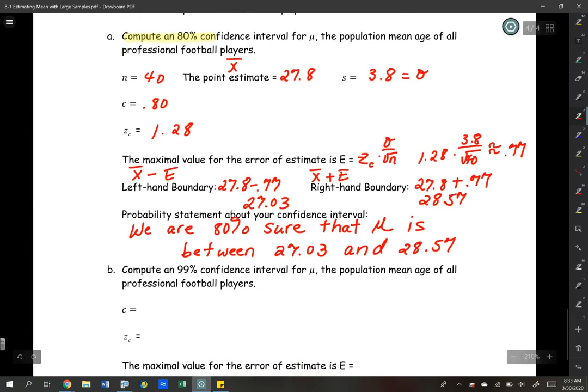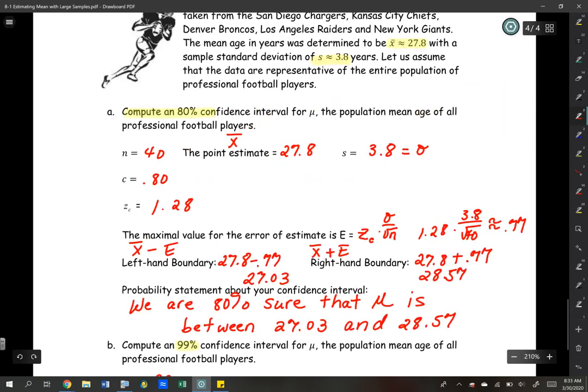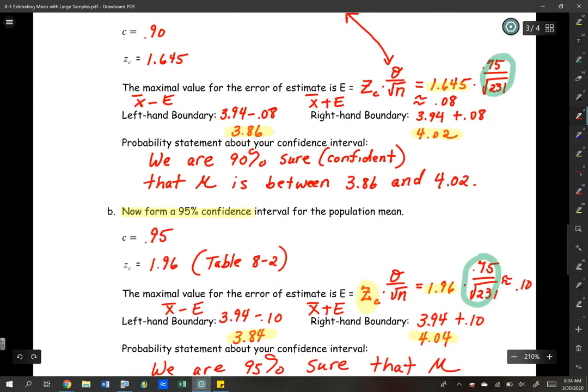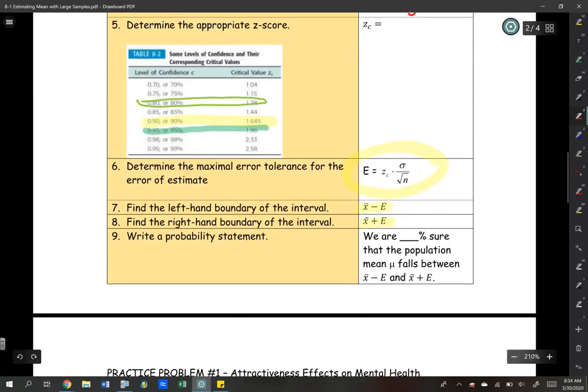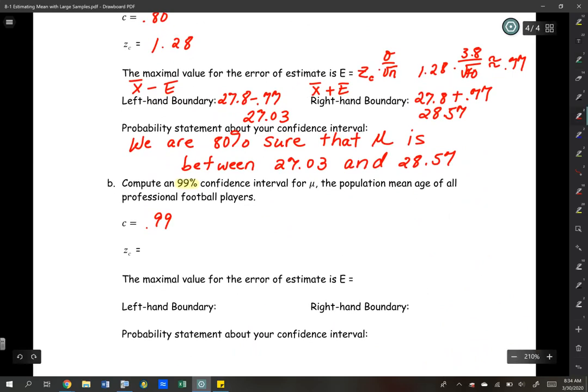All right, we're going to calculate now a 99% confidence interval. Let's highlight that. 0.99. We're going to find our z-score in the table for 0.99. Use a different color this time. Let's go with green. Here it is. Oh, I already used that, but that's okay. 2.58. Fill that in right here.